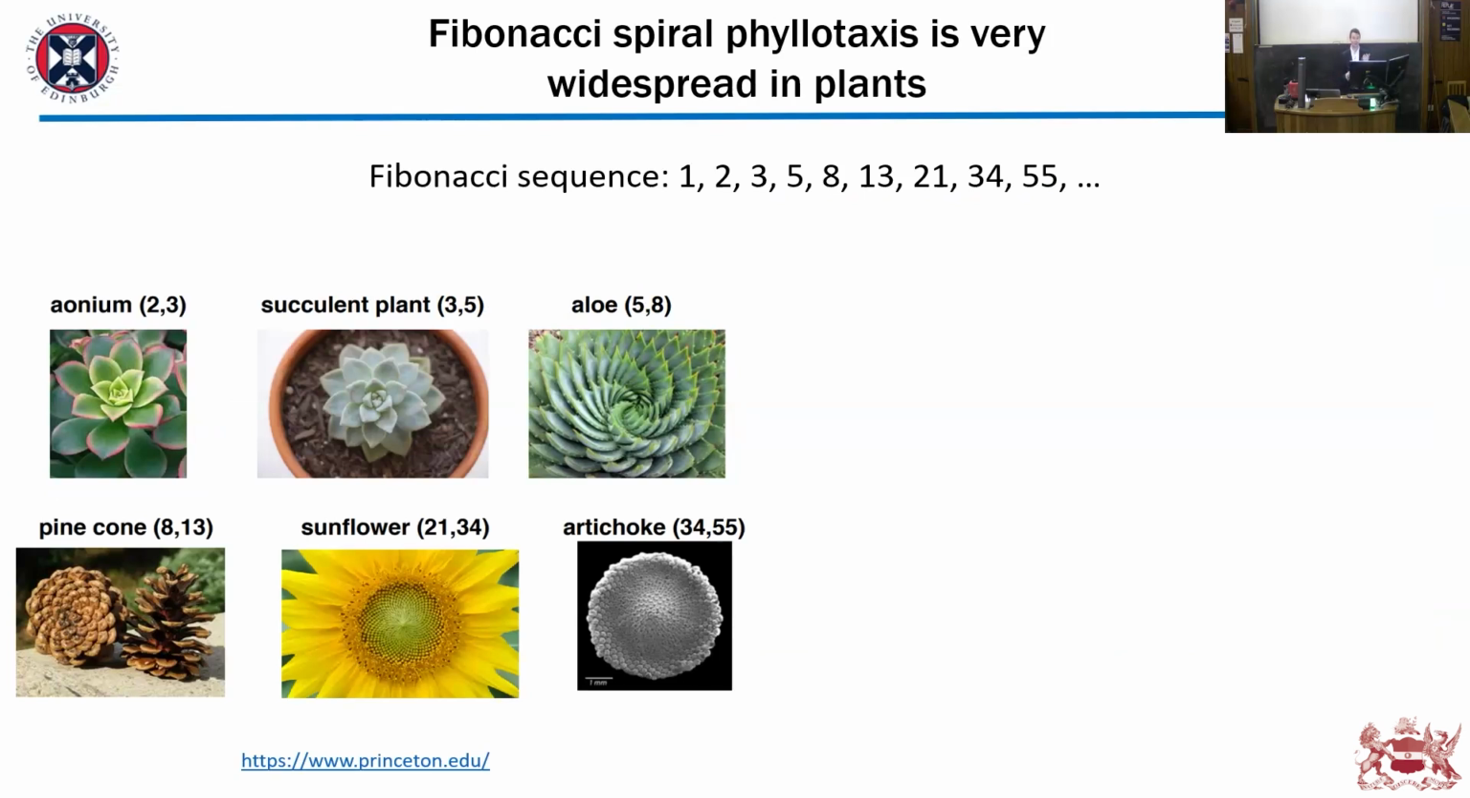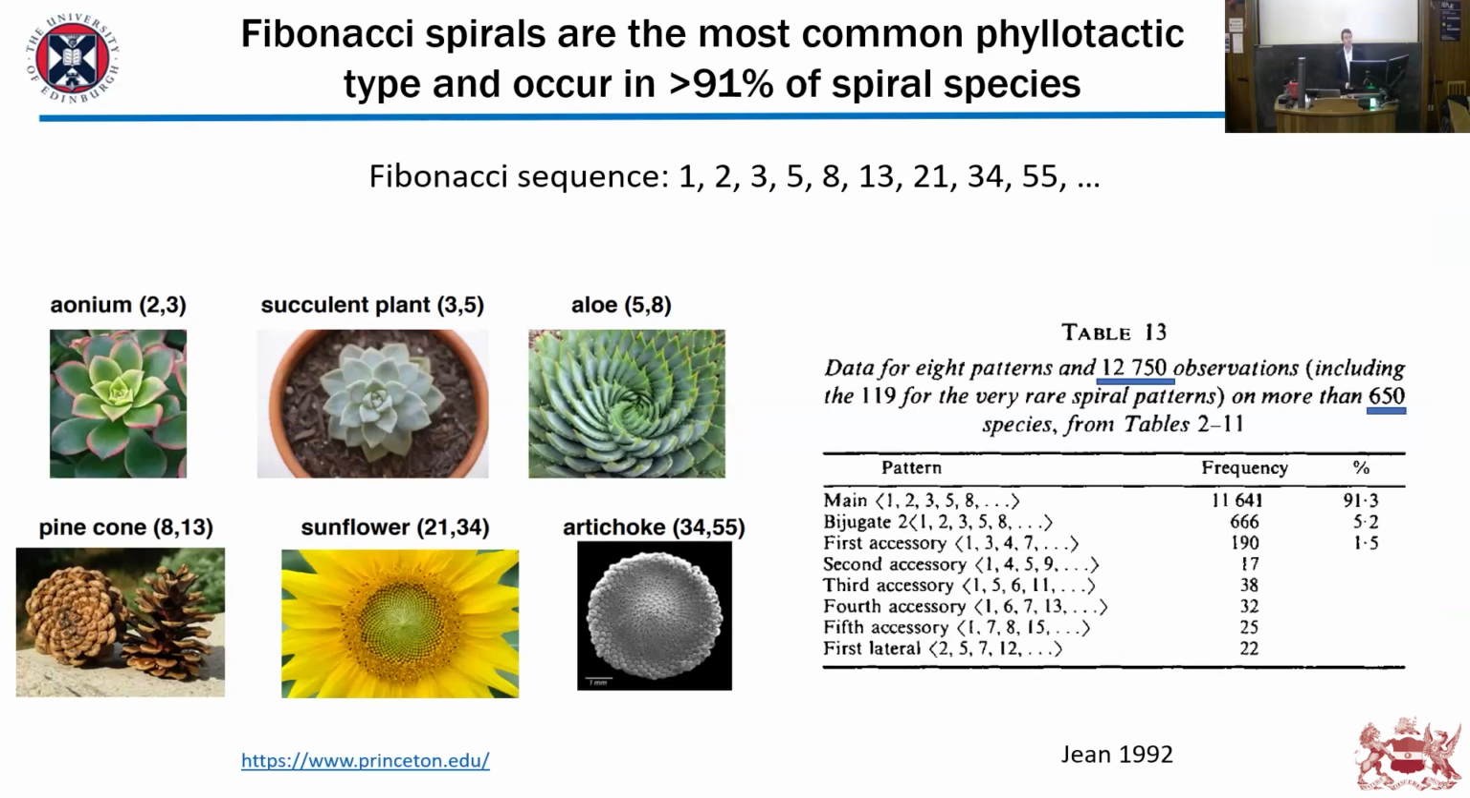The aloe vera had the 8-5 pattern, the sunflower 21-34, and the artichoke 34-55. So they're common, and actually, if we go about taking a more systematic approach from this, which is exactly what Jean did in 1992, compiling together the investigation of almost 13,000 observations, which is accumulated data from over 650 species, he was able to identify that over 91% of these species he examined had Fibonacci spirals.